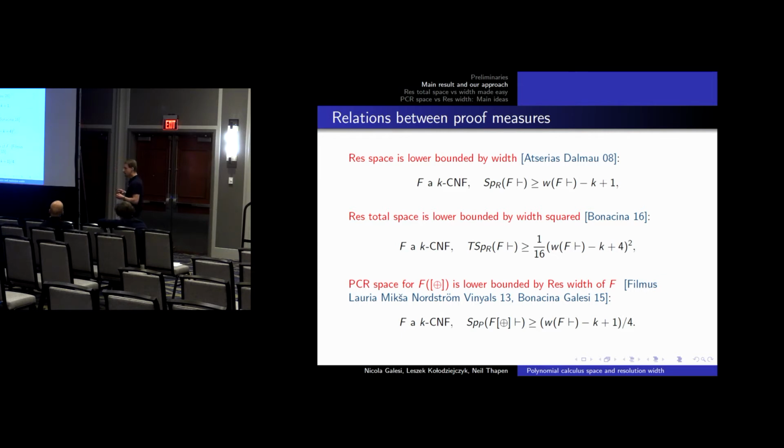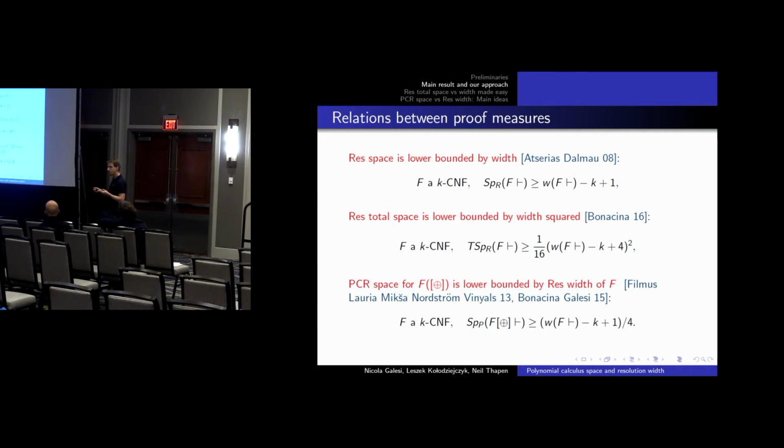And then this was strengthened by Bonacina, who said that if at some point in time in a resolution proof I will need a wide clause of width W, then in fact, at some point in time, I will need essentially W clauses of this width W, okay? Meaning that the total space is the resolution width squared. And in fact, like most space lower bounds, you can then get in this way via width lower bounds.